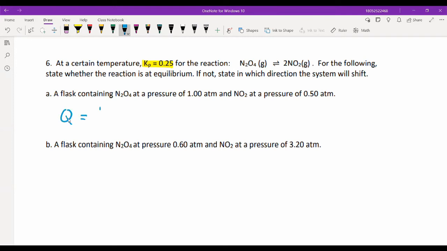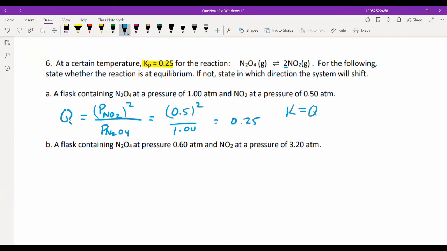We look at the reaction. We have the pressure of NO2, which is going to be squared because of the coefficient of 2 in front of it. And then we have the pressure of N2O4. These are in atmospheres, so we can just plug them in. This is going to be 0.5 squared over 1, which is 0.25. Comparing that to K, they are equal. So the reaction is at equilibrium.